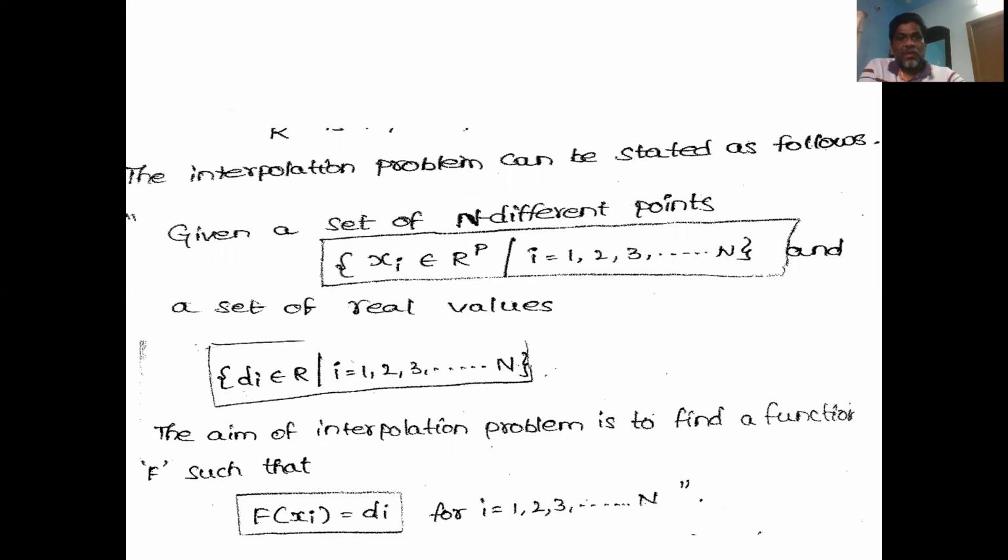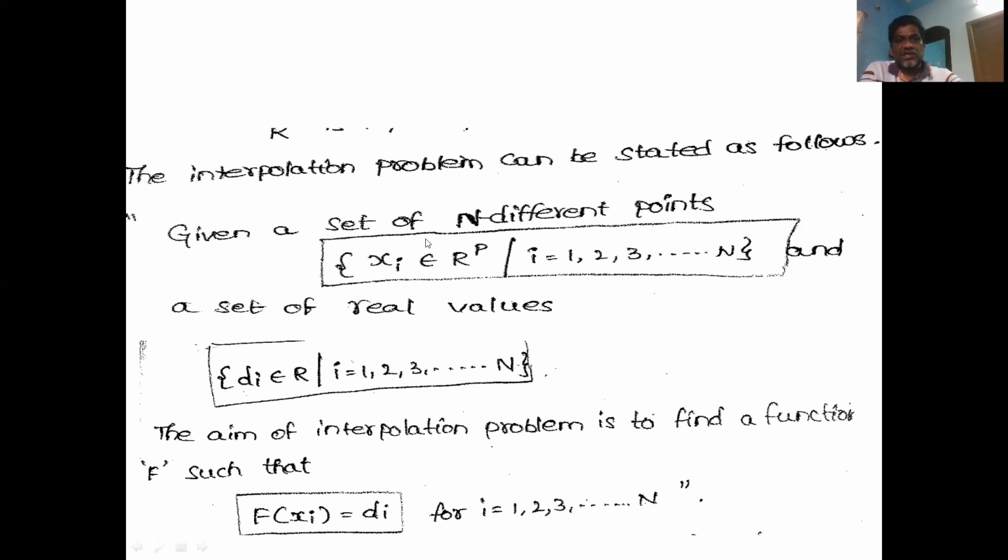Okay, the interpolation problem statement is like this. If we have n different points xi, let us say x1, x2, and so on, xn, these points belong to the input space R to the power P. Also, we have another set of real values di belonging to R, that means d1, d2, d3, and so on, dn, that represents the target values of these input points.